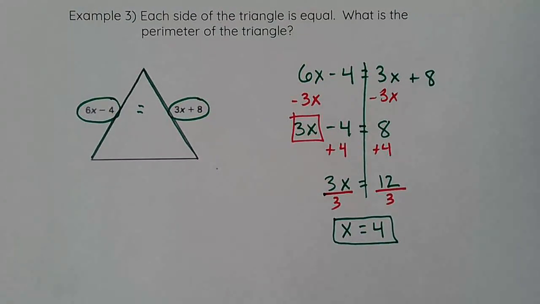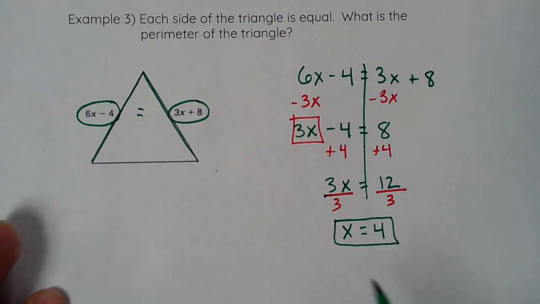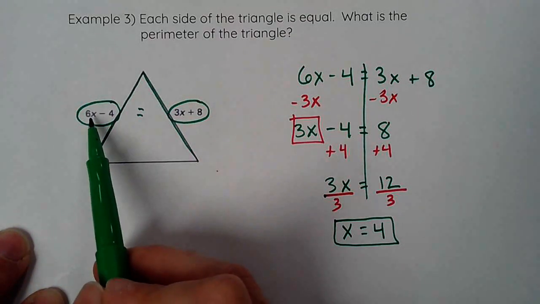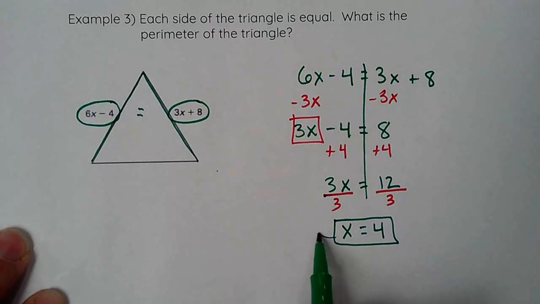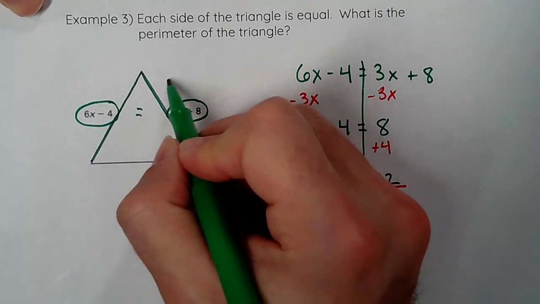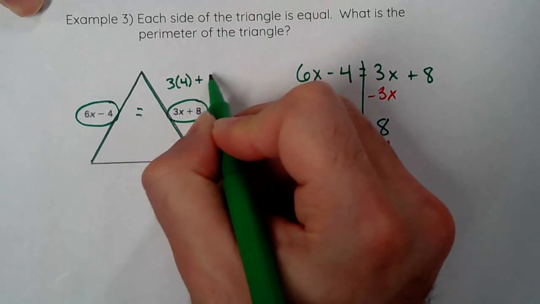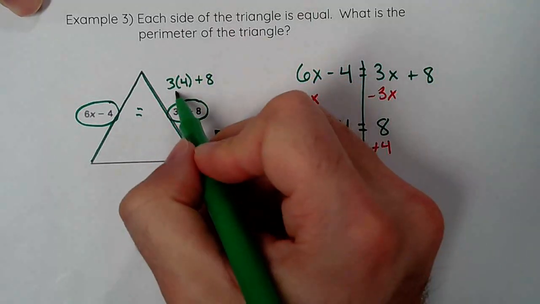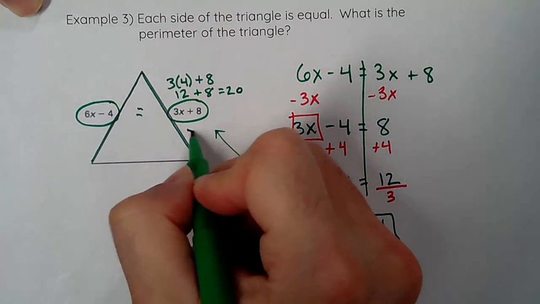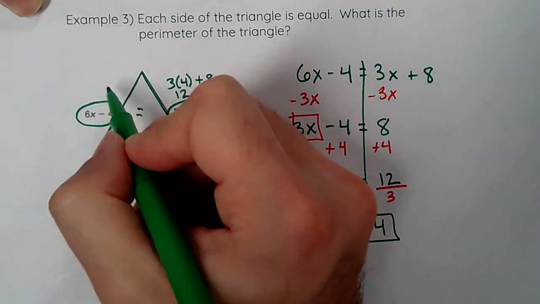Now you might be quick to say, oh, the perimeter of the triangle is 12. 4, 4, and 4. But x's value is 4. The side length is 6x minus 4. So what we need to do is take this 4 and plug it in to our expression. So 3 times x, where x was 4, 3 times 4, plus 8. 3 times 4 is 12, plus 8 equals 20. So this side is 20. We know they're all equal, so 20 and 20 and 20.